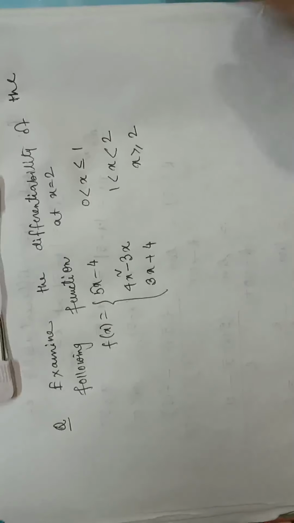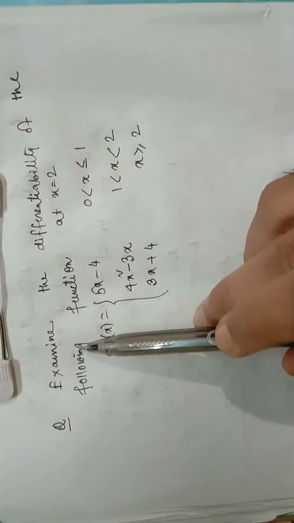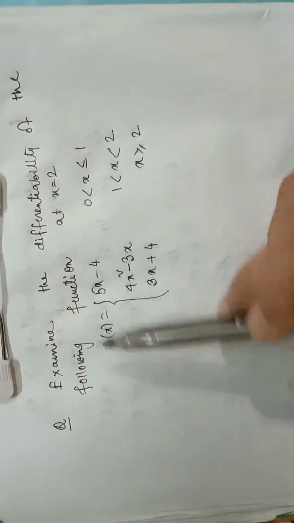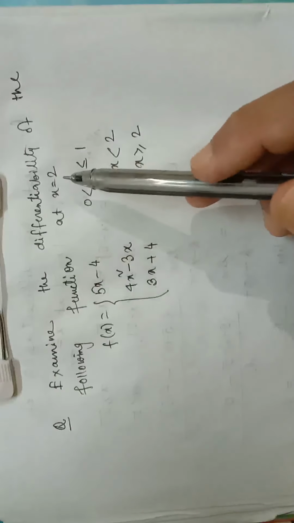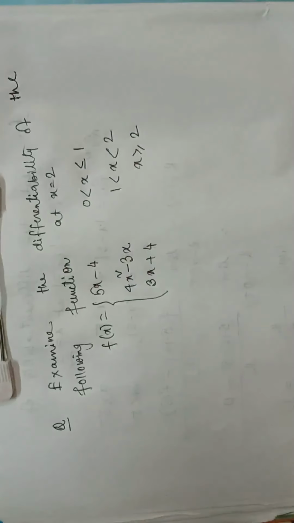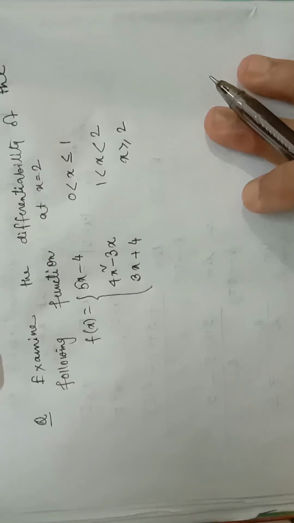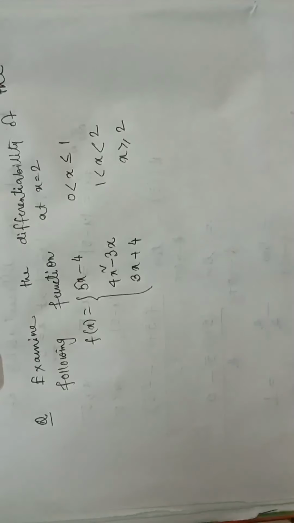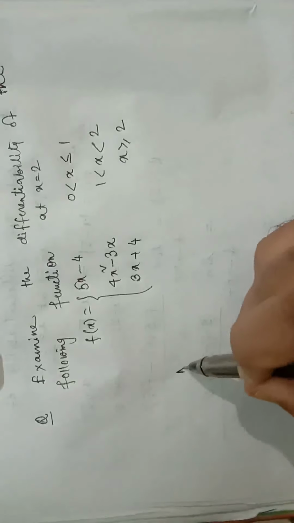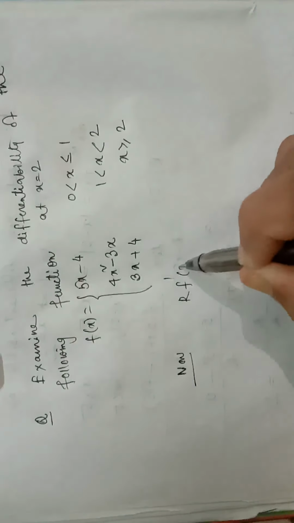Now this question is from a CBSE board exam paper. Examine the differentiability of the following function at x equal to 2. We have to test the differentiability at x equal to 2. For that we have to find the right hand derivative and the left hand derivative, and check whether they are equal or not. First of all, let us find the right hand derivative at x equal to 2.